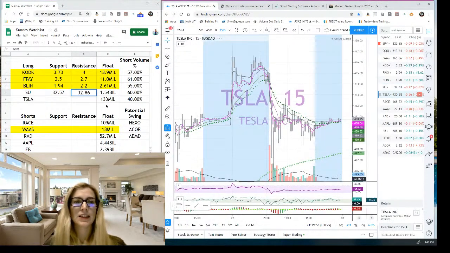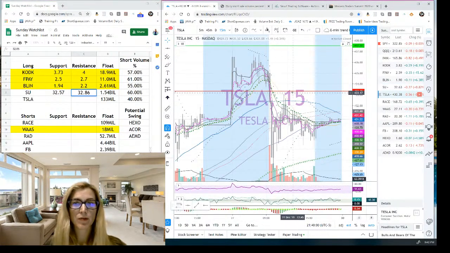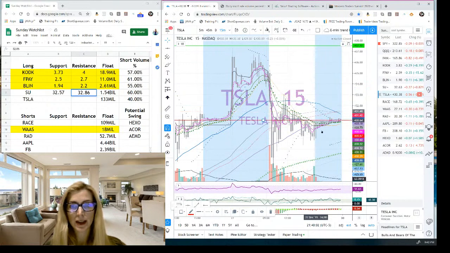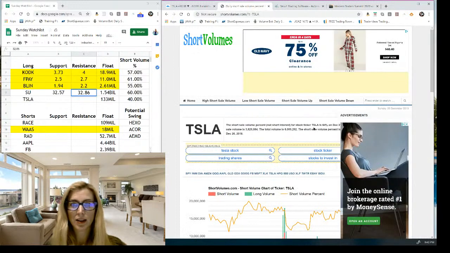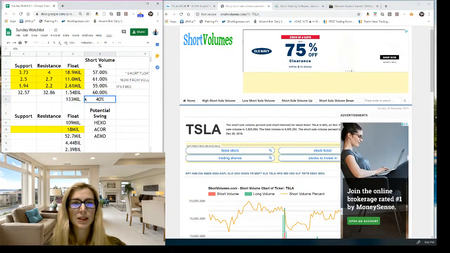Tesla. Tesla is one that has been ripping like crazy. And the shorts, this is the first day that I have seen, let me just double check it again, 64%. Excuse me, I mistyped that. So short volumes I get from shortvolume.com, shortvolumes.com right here.